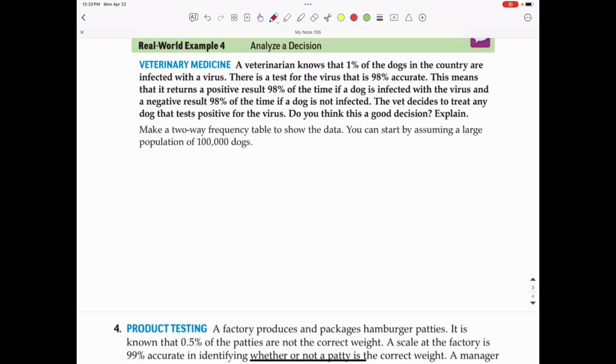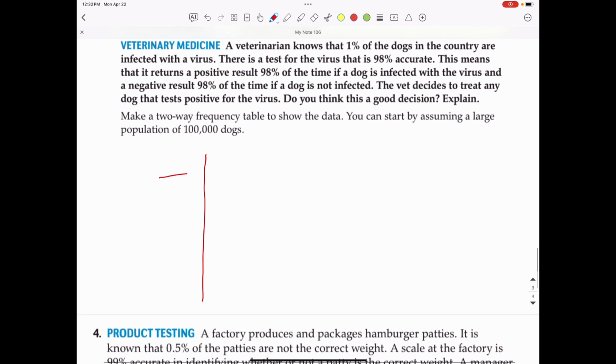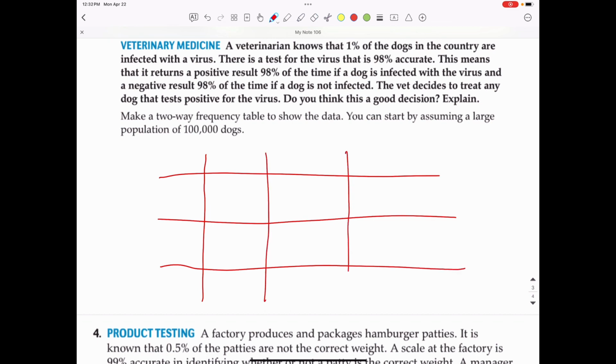So what we actually need to do is look at a two-way frequency table of this situation. We're going to start by assuming we have a very large population of dogs. We're going to say we have 100,000 dogs. So here's the possibilities you can have in this situation. This is going to be my totals column. We have columns that represent test positive and test negative. And then we're going to have rows for has the virus and does not have the virus.